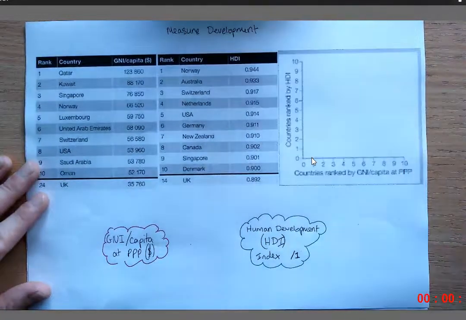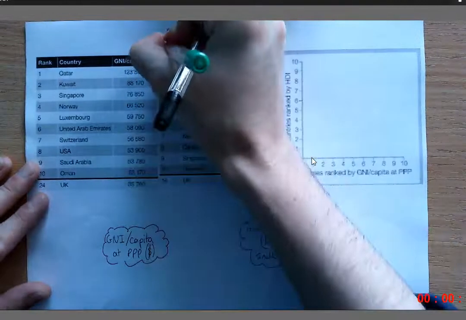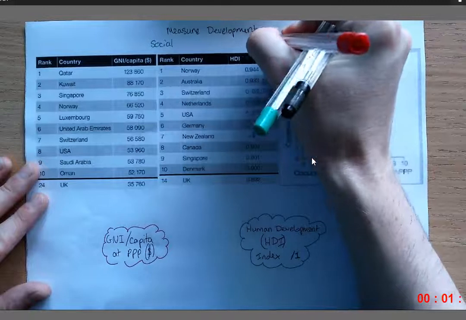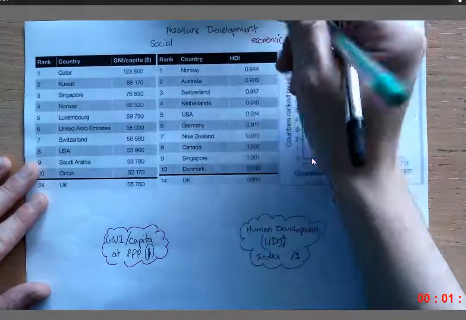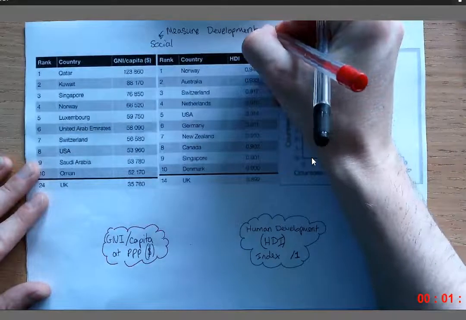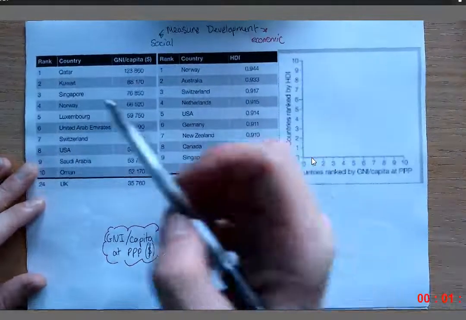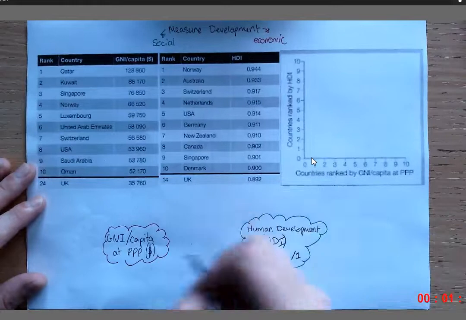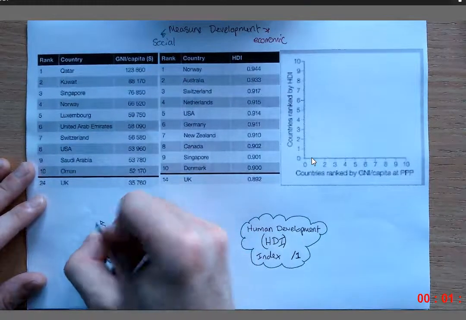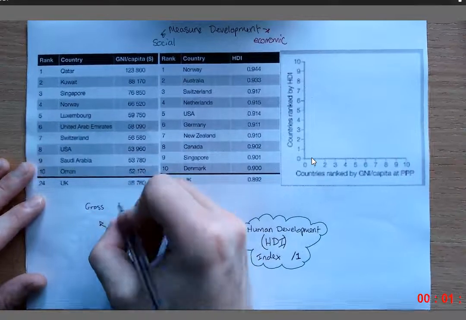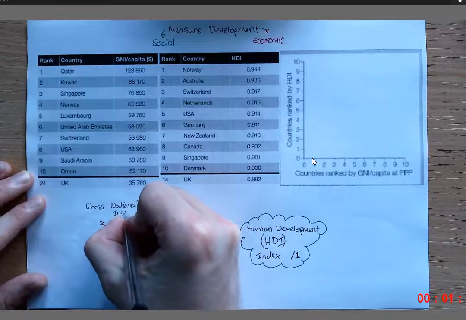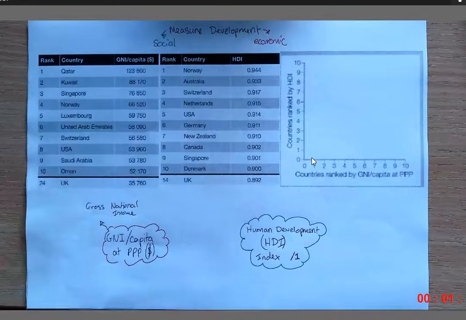So if we were to put over here social development and economic development, those are going to be our ways that we're going to look at how countries have improved. We're going to launch straight into highlighting some countries here, as well as talking about what these things mean. GNI, as I've already said, stands for gross national income, and that is the amount of money that people make in a country before tax.